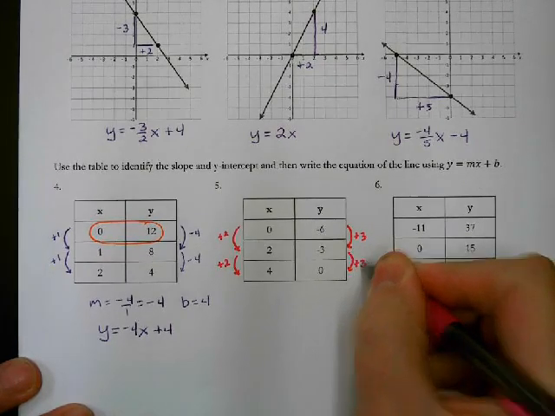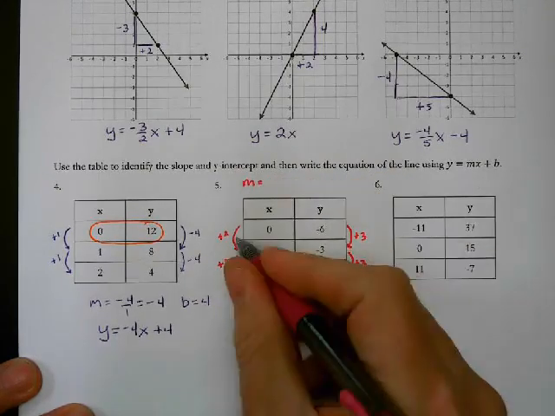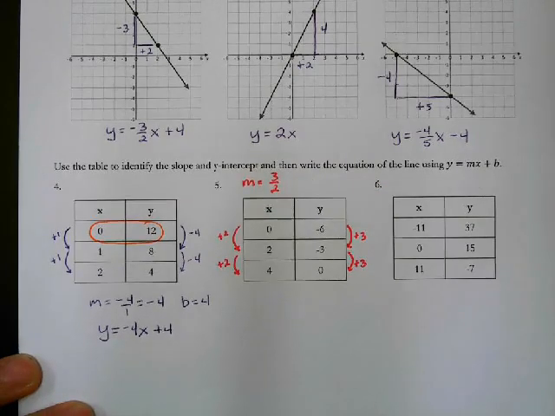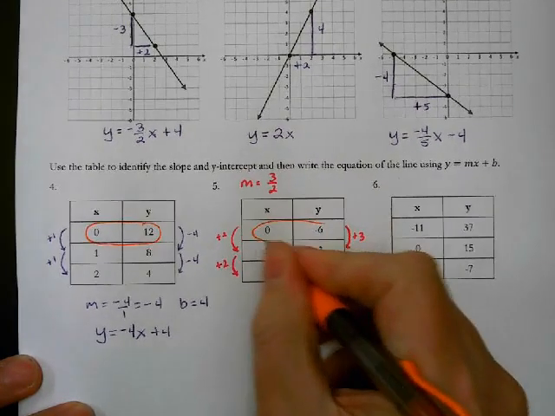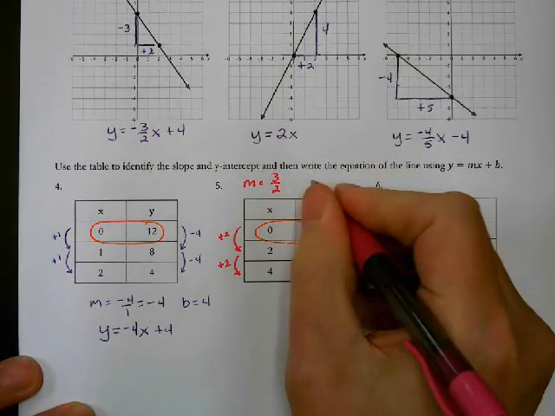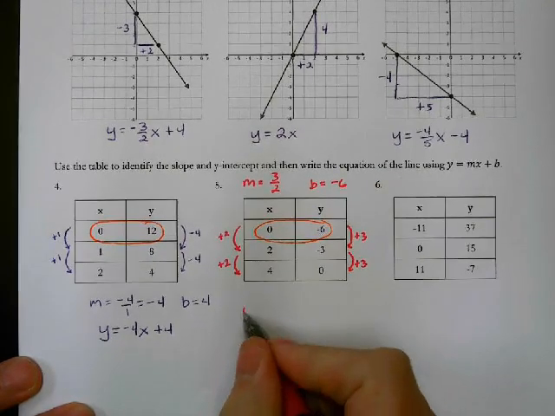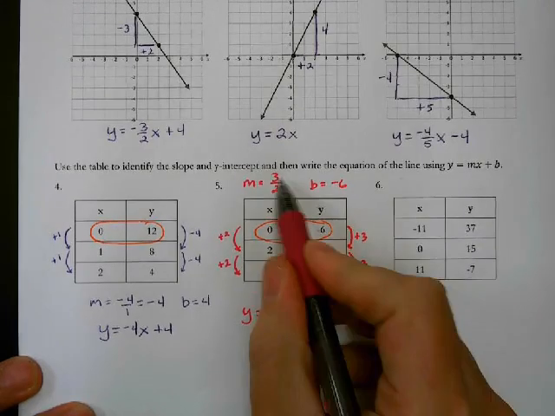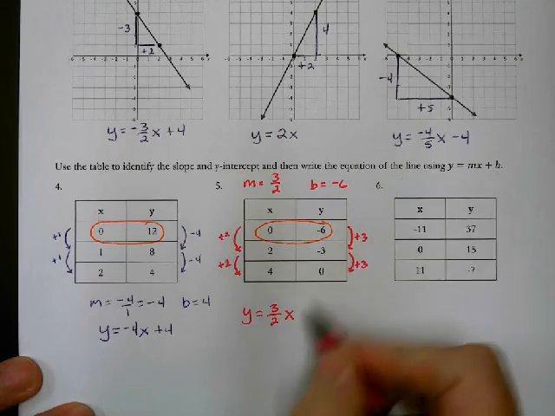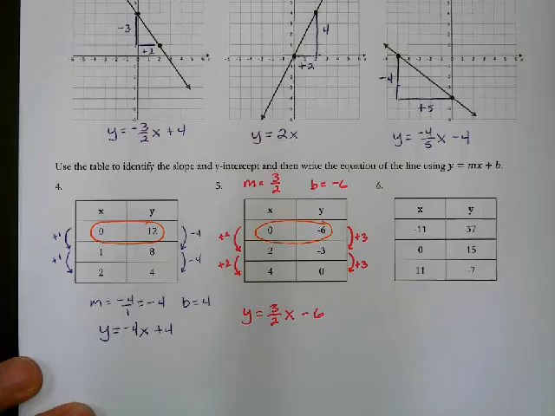All right, let's look at our slope. Slope, 3 over 2. Y-intercept. The y-intercept is when x is 0. So my y-intercept is negative 6. That's my b value. I'm ready to write the equation. y equals m, 3 over 2, x plus b. b is negative 6, so minus 6. There's the equation.